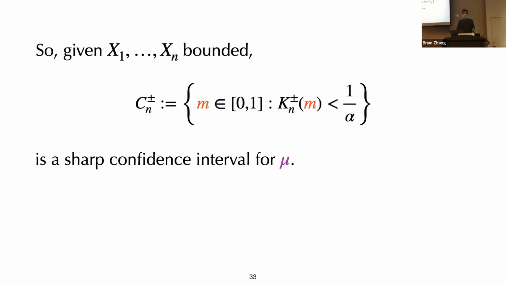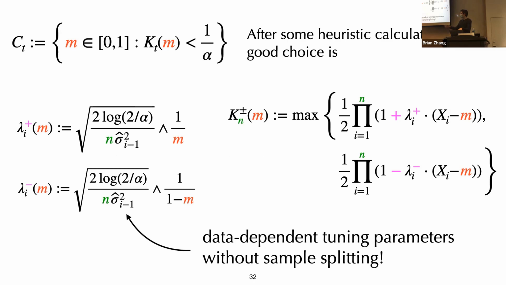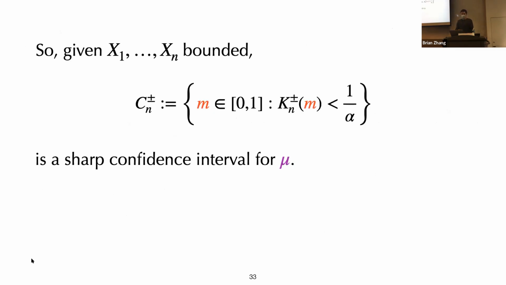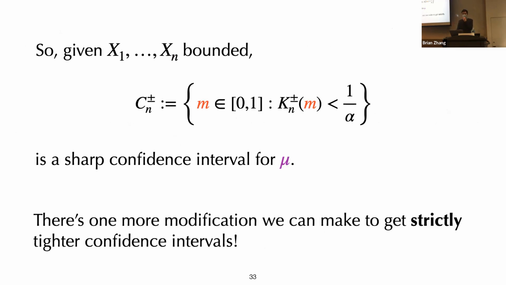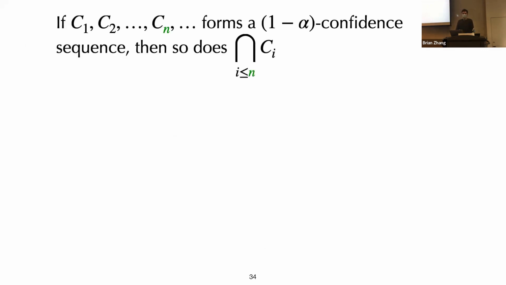Okay, so given these bounded random variables, I can construct this set, the sub-level sets of this previous K_n thing that I had on the previous slide. This is a sharp confidence interval for mu. I'll show you how sharp it is in a little bit, but there's one more modification that we can use to get strictly tighter confidence intervals for free. So here's the intuition behind that. If C1, C2 up to Cn forms a 1 minus alpha confidence sequence, then so does its intersection, right? So if I have a bunch of sets which all uniformly contain mu, then their intersection must as well.